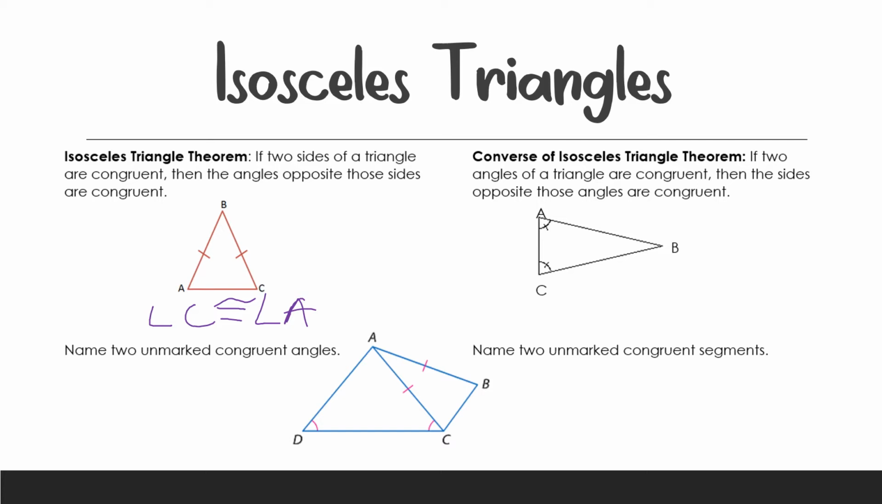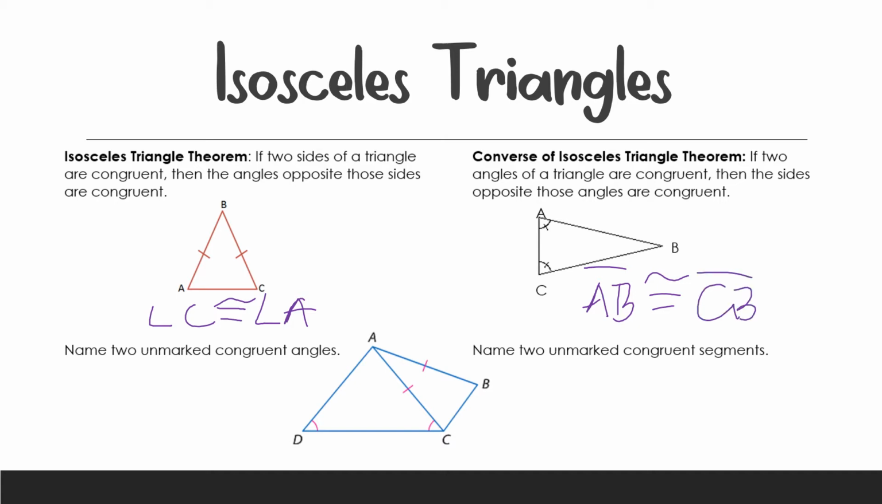The converse of the isosceles triangle theorem states the opposite. If you know you have those 2 angles congruent, and those are called base angles, if A and C are congruent, then we know the legs or the sides opposite those angles will be congruent. So if A is congruent to C, then we know that side AB is congruent to side CB.